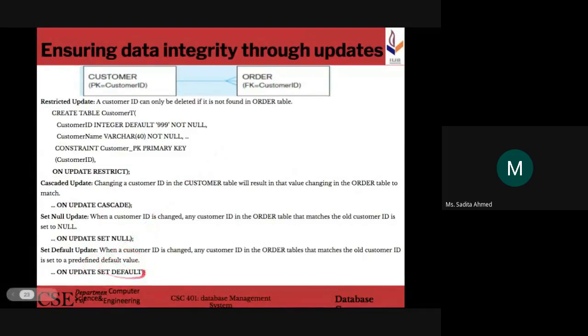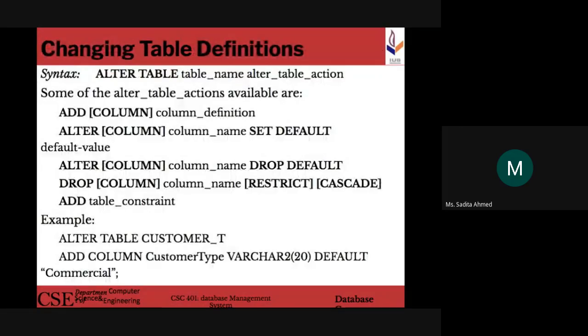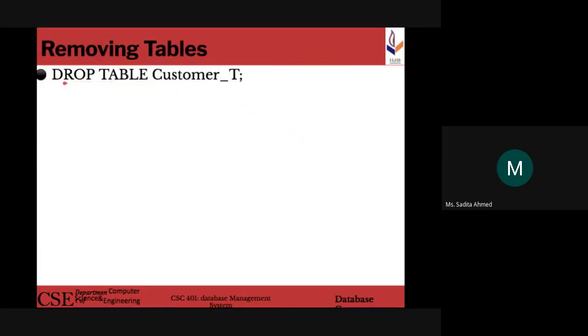And set default is a new thing that we haven't seen so far in relational schema design. Here, it will be changed to a default value. Just as set null sets to null, here it will be set to a default value that we will provide or that was provided. All right. So if you have these constraints on a certain column, you can add those constraints later on or drop those constraints as well, as you can see here. And finally, the only other command that we have is drop table.